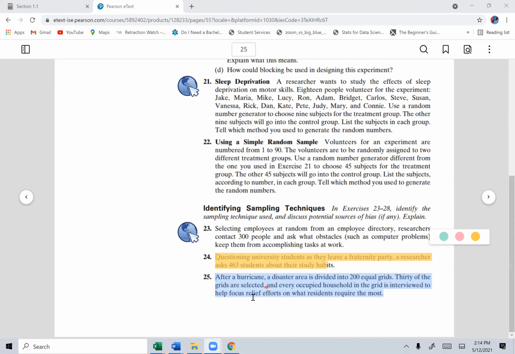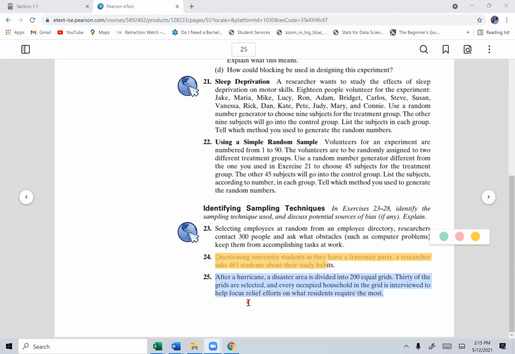Okay, let me tell you why this can lead to bias. What if the 30 grids that were selected have very light damage, not as severe as other grids that were not selected? People who are making conclusions about how much help they should provide can conclude that the damage is not as severe.